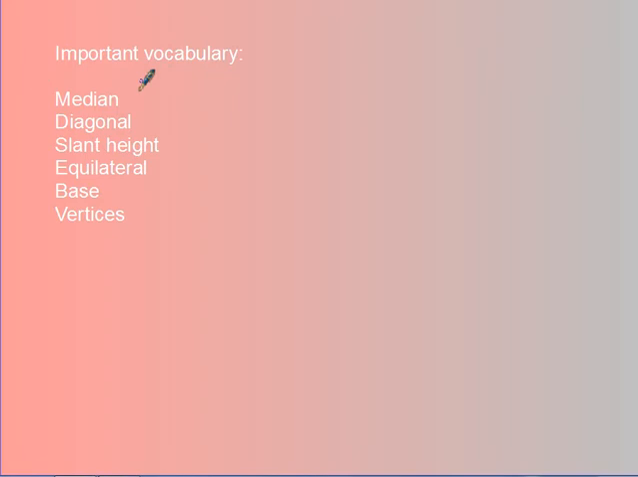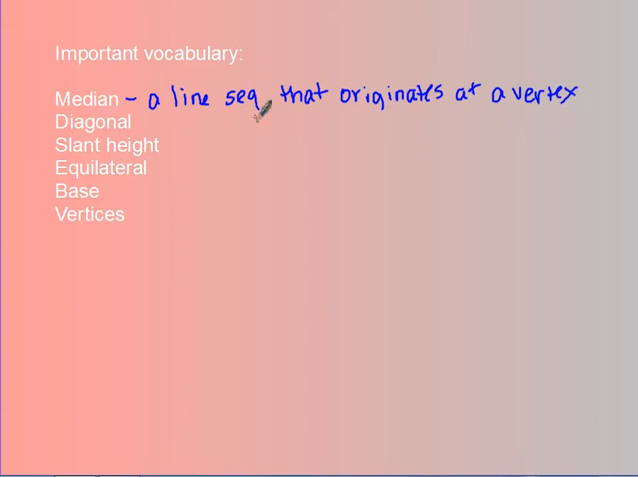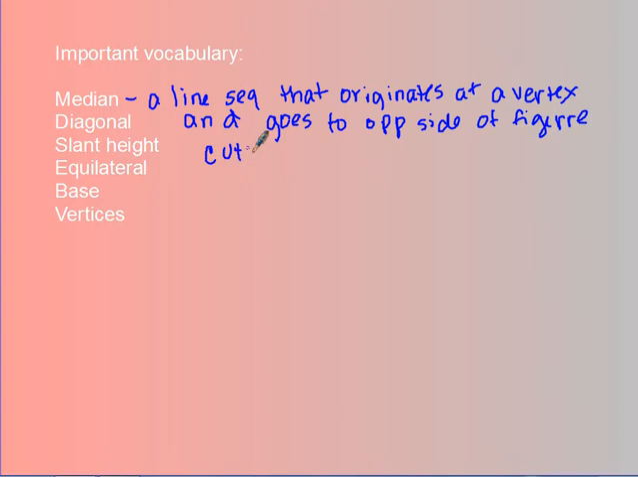Median. A median is a line segment that originates at a vertex and goes to the opposite side of a figure and cuts the opposite side in half.